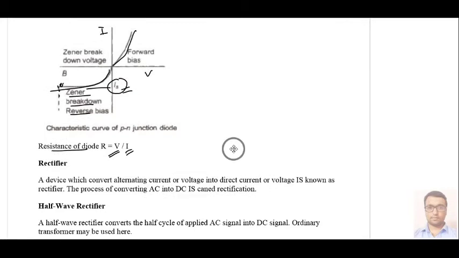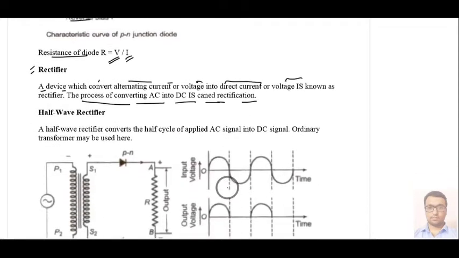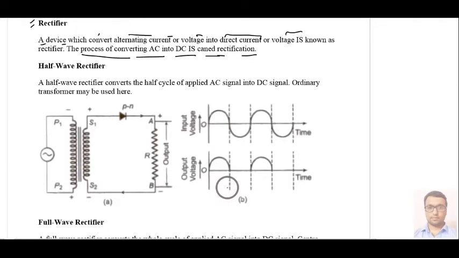Then we have some special types of diode, or you can say that a diode is used as a rectifier. A rectifier is a device which converts alternating current or alternating voltage into direct current. And this process of converting AC into DC is called rectification.